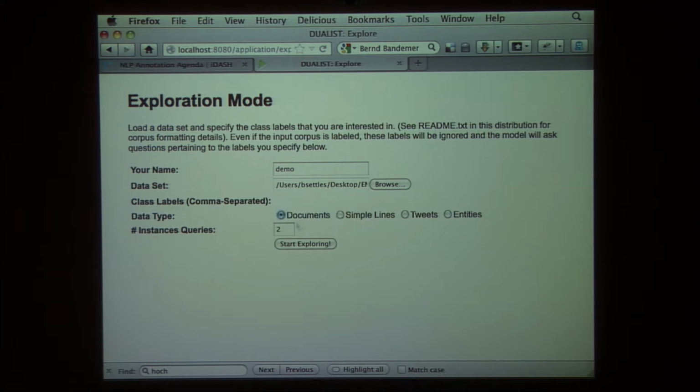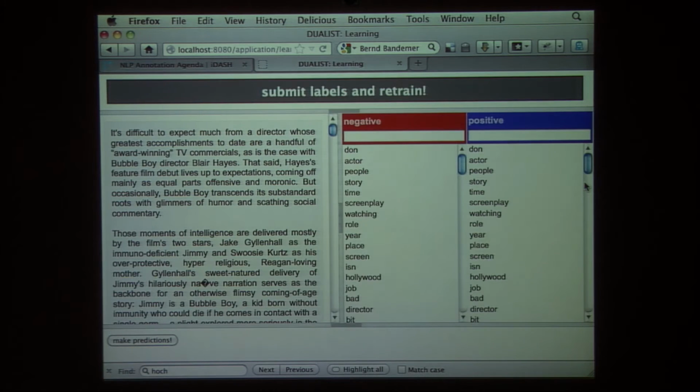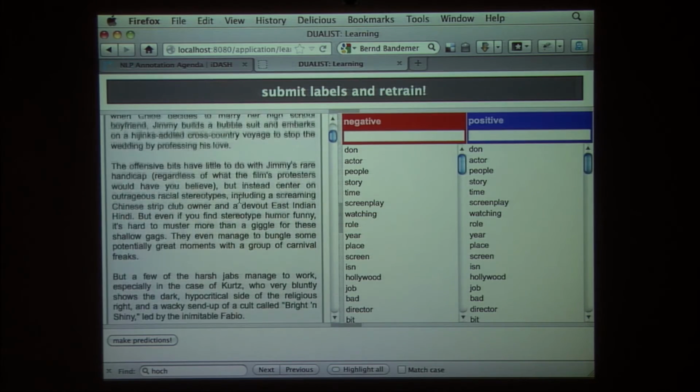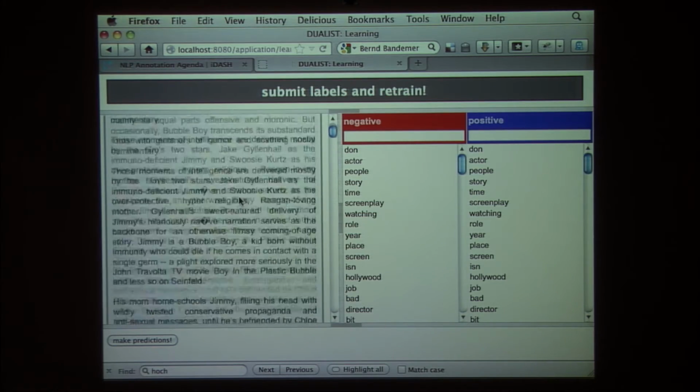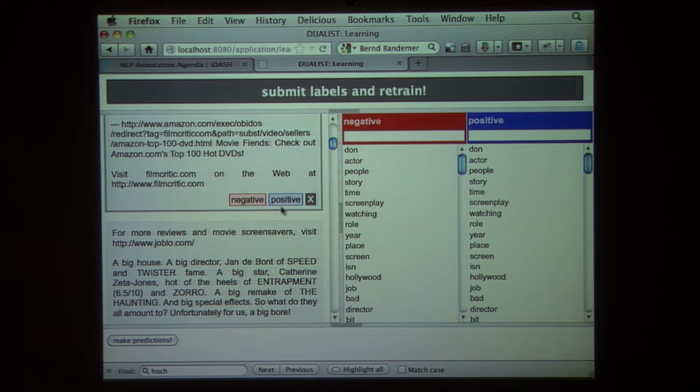So what I'm loading up here is the famous Pang and Lee sentiment classification corpus. This is a set of movie reviews, I think, taken from the IMDb website. Over here on the left-hand side is an actual movie review. And at the bottom of each review, we can say this is a negative or positive review, meaning the movie is a good movie or a bad movie, or abstain if we don't actually know.